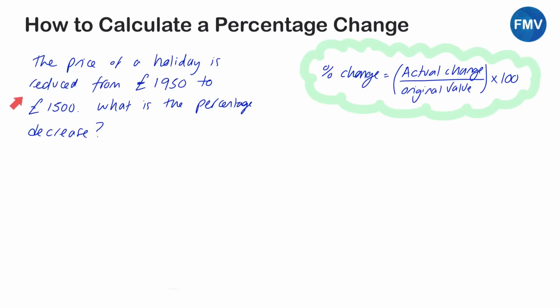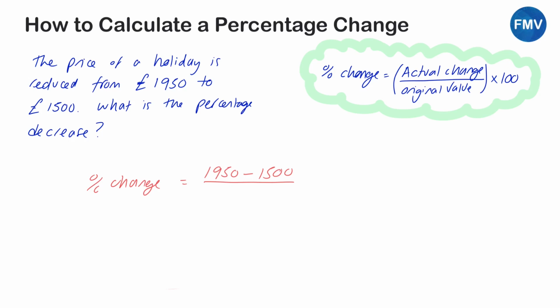The price of a holiday is reduced, key word there, from £1,950 to £1,500. What is the percentage decrease? Again, it tells us what's going on here. Let's not forget that. We are looking at percentage change. We said it was the actual change. Well, the actual change is 1,950 minus 1,500, all divided by the original amount.